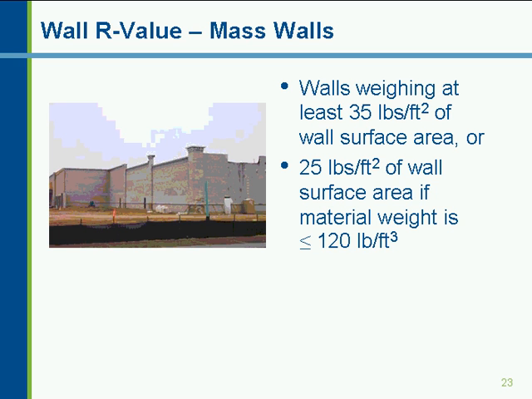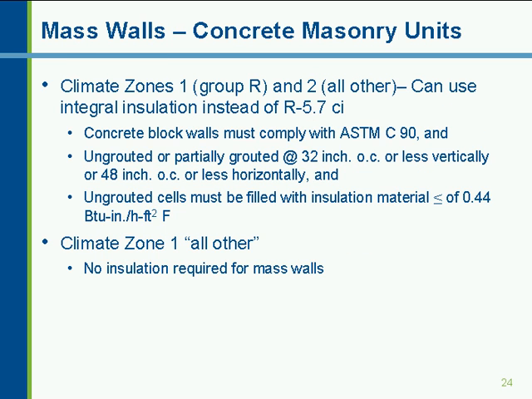For mass walls, I defined the mass walls earlier on as concrete masonry unit, tilt-up concrete, those types of assemblies. The code actually defines them as walls weighing at least 35 pounds per square foot of wall surface area, or 25 pounds per square foot of wall surface area if the material weight is less than or equal to 120 pounds per cubic foot. This is going to be most tilt-up concrete, CMU, that type of thing will fall underneath the mass walls. And for mass wall insulation requirements, you're going to put the insulation on the exterior of that mass wall.